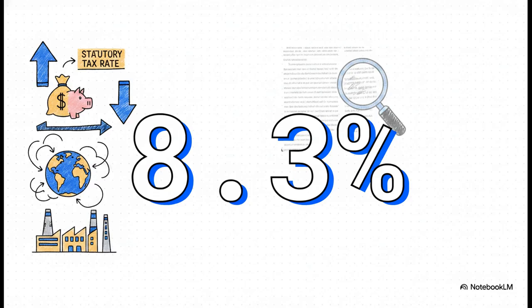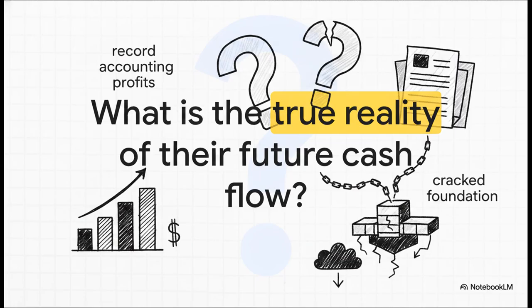Without understanding the fundamental difference between statutory and effective rates, and without knowing how to read a tax disclosure reconciliation, you'd be completely blind to how a company like J&J actually generates and protects its after-tax cash flows. Which brings us to the ultimate takeaway. If a company's income statement shows record accounting profits, but you dig into their tax disclosures and find out they're relying heavily on valuation allowances to write down deferred tax assets, what is the true reality of their future cash flow? Are those profits actually real, or is the foundation starting to crack?